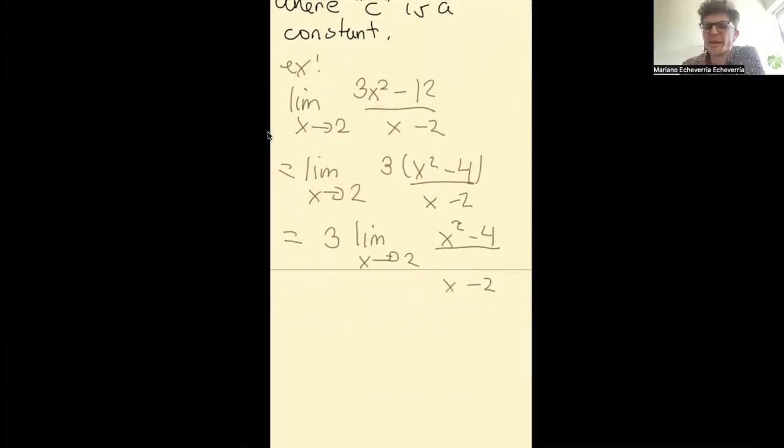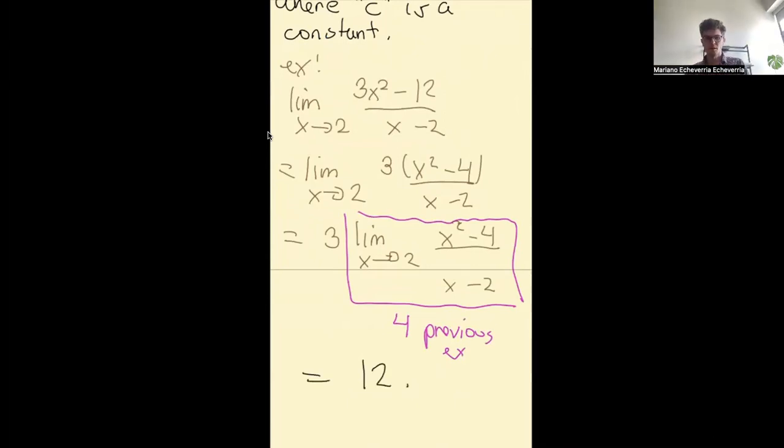We saw this one at the beginning of today's class, or also yesterday. We had seen that this limit was 4, right? This was from a previous example. So you get 3 times 4, so that's 12. Is that making sense? What I'm trying to say is that the obvious things that you may have done with limits without thinking about it actually do work. So it does behave like you would like it to behave.